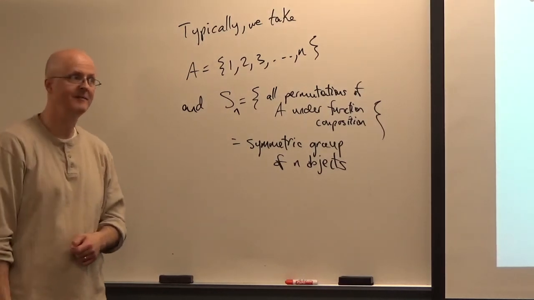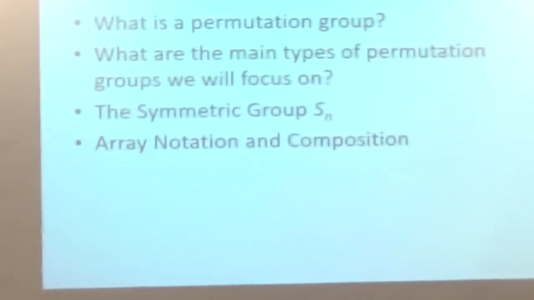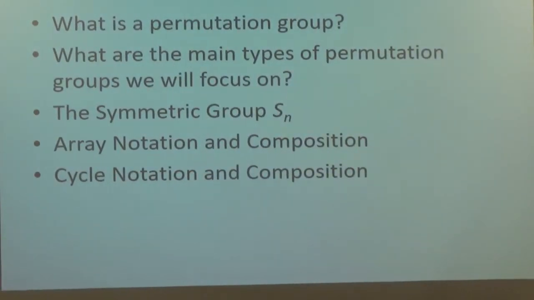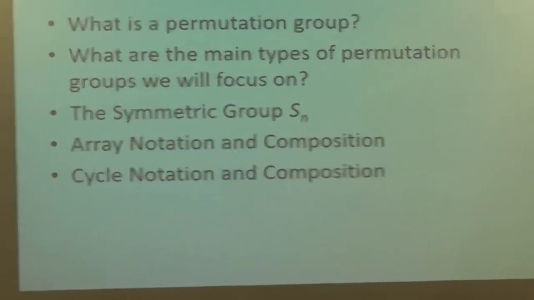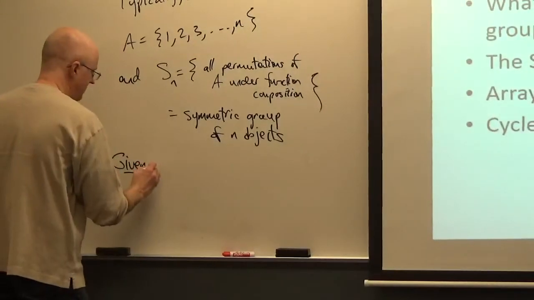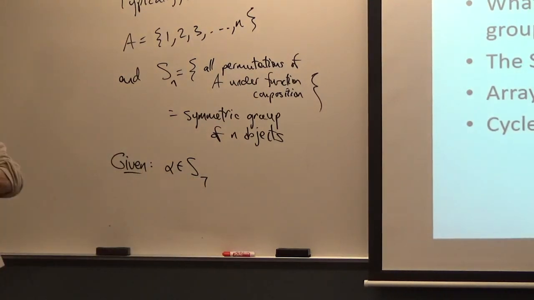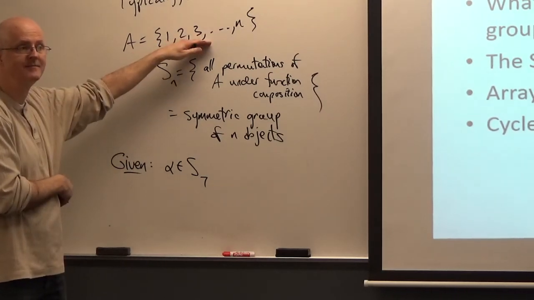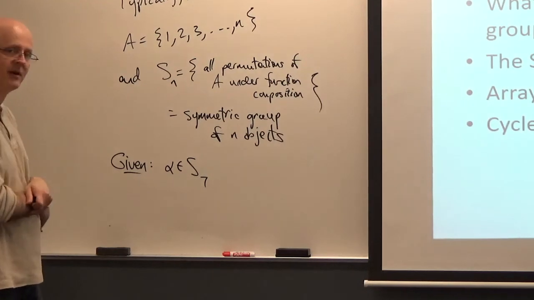It's often represented as either an array, a matrix, or as a composition of what are called cycles. And I think for today, for sake of time, we'll just talk about the array form. If you're given an element, say, of S7, what does that mean? It means alpha is a function from this set to itself, where n is 7, that is one to one and onto.